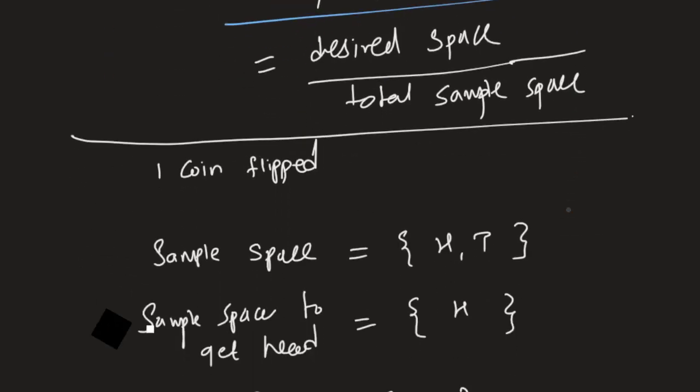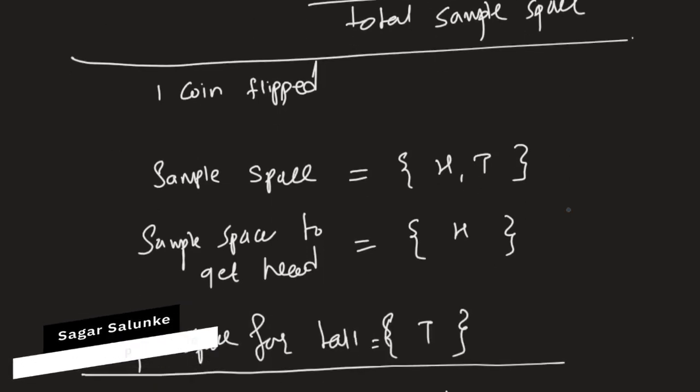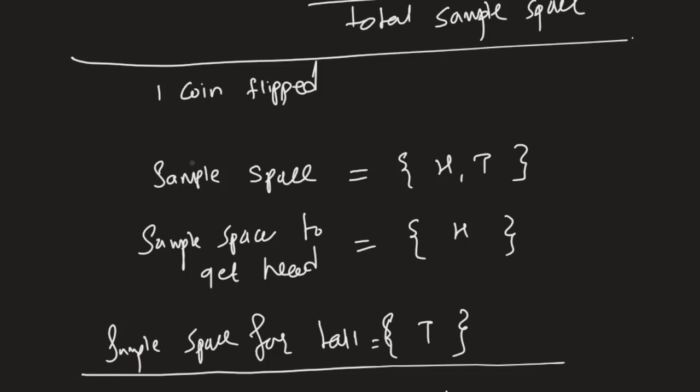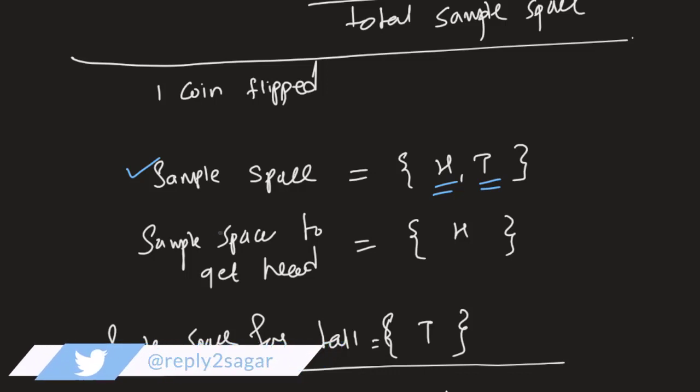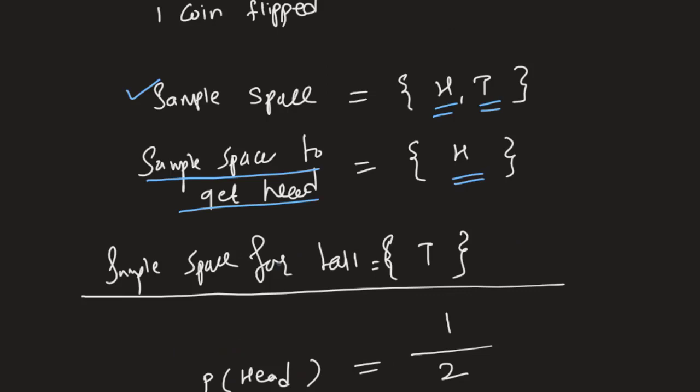So let us take the example of a coin being flipped. If you flip the coin, what is the sample space? There are two possibilities: either you will get head or tail. Let us say you want to find the probability of getting head. Then you will have to find the sample space to get the head. That will be just this one. If you want to find the sample space for getting tail, it will be this one.